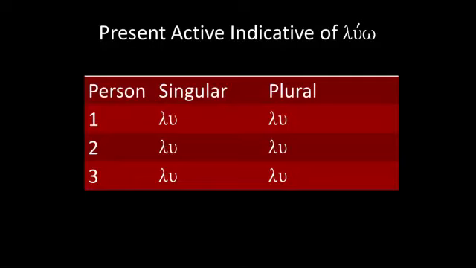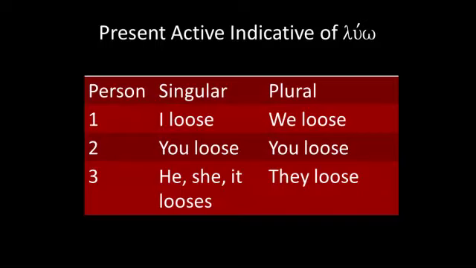We join them together. We conjugate. Join it together. Here we go. Luo, lueis, luei, luomen, luete, luousi. You take the present stem, you add on the endings, and you get the chart. This would mean I loose, you loose, he, she, or it looses, we loose, you loose, they loose.